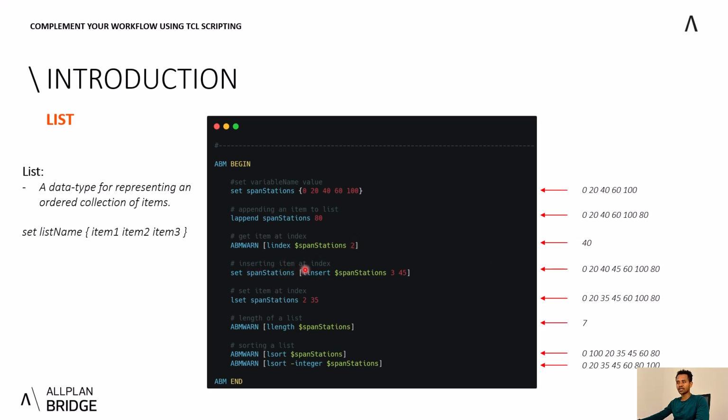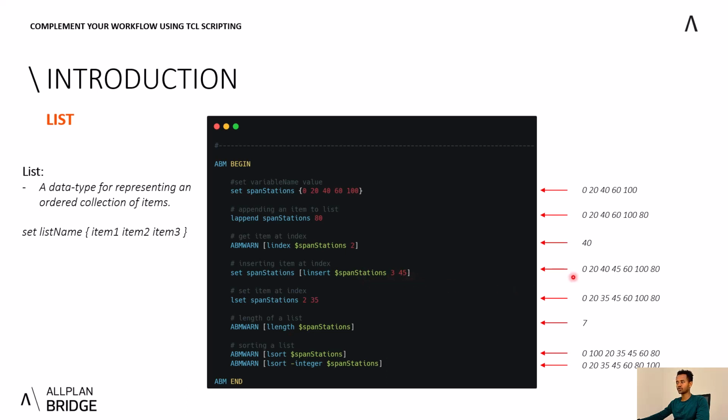You could also insert an item at an index. So you can say, okay, I want to add an item here. 0, 20, 40, 45, 60, and so on. But we want to add the 45 here, between 40 and 60, at index 3. So we added that by saying, okay, specify index 3 and we specify the value. So linsert, variable name, index, and the value.